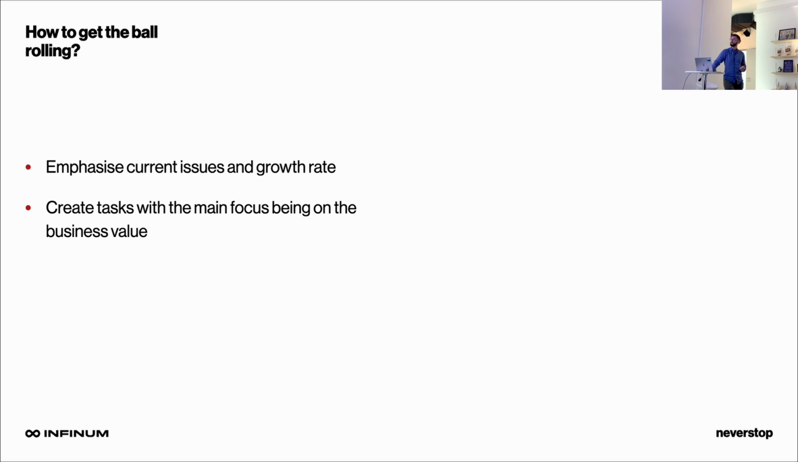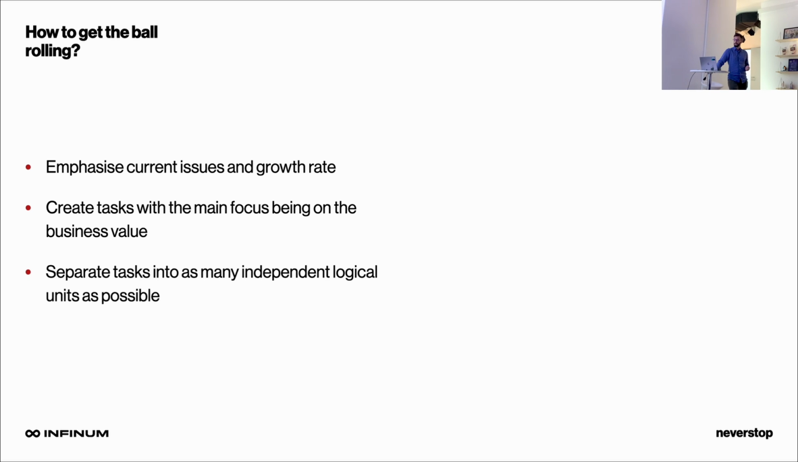Another one is create tasks with the main focus being on a business value. Why is that? Well, a business value is something that the client will mostly understand, and it's not only the client that you need to persuade to tackle technical debt, but you also need to persuade your project manager beforehand. Another one is separating tasks into as many independent logical units as possible.